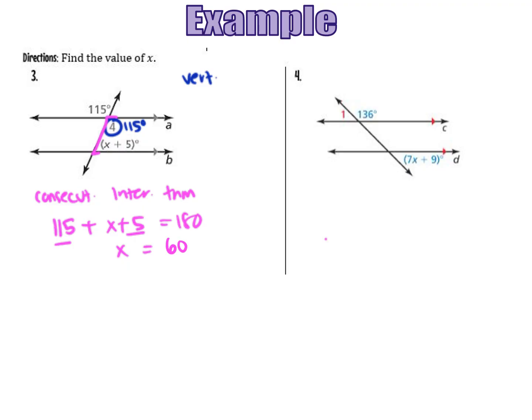And I can check to make sure that makes sense. If I plug 60 in for x, I would get 65. 65 and 115 is 180. So that does make sense. So x is going to equal 60.